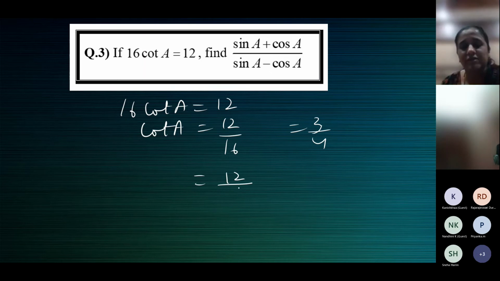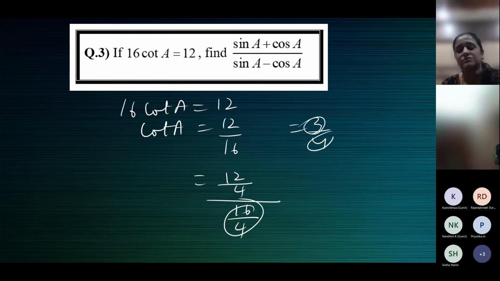Because we divide the numerator by 4 and the denominator also by 4. So that gives us 12 by 4 is 3 and 16 by 4 is 4. You can divide both. What you should do is the same thing to the numerator and the denominator.